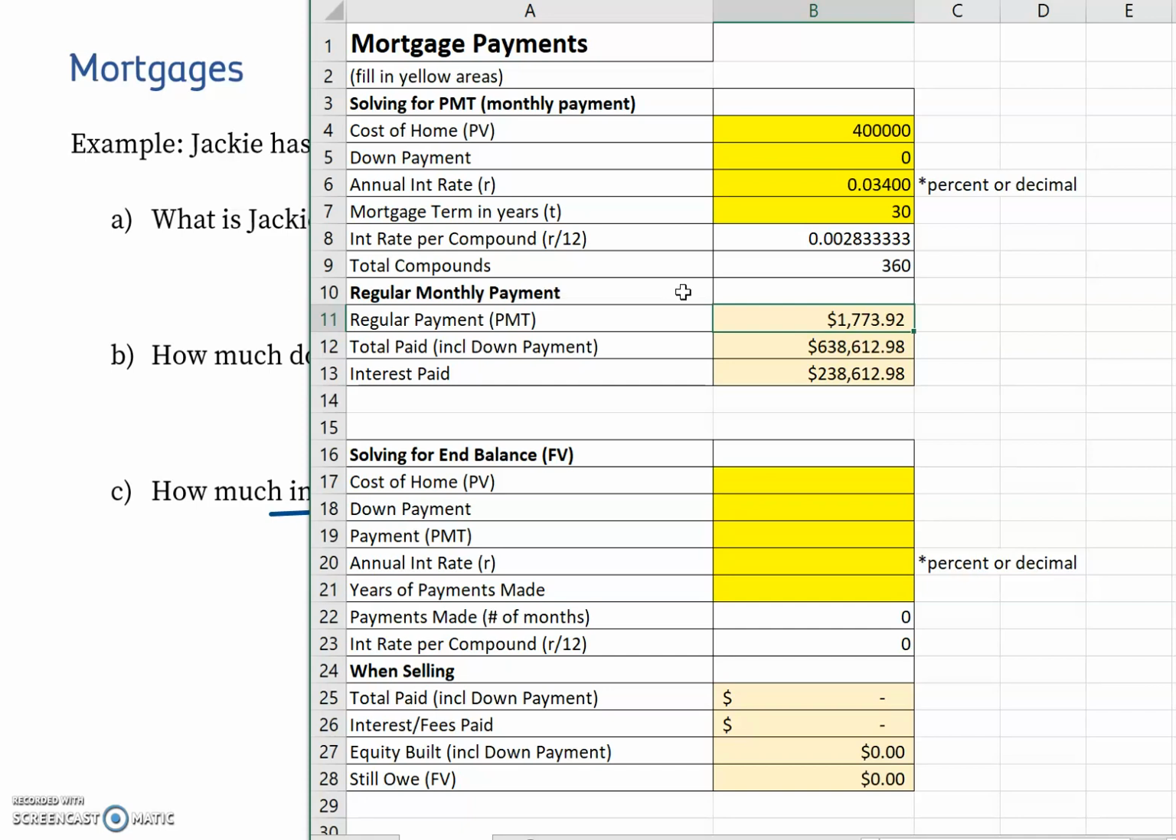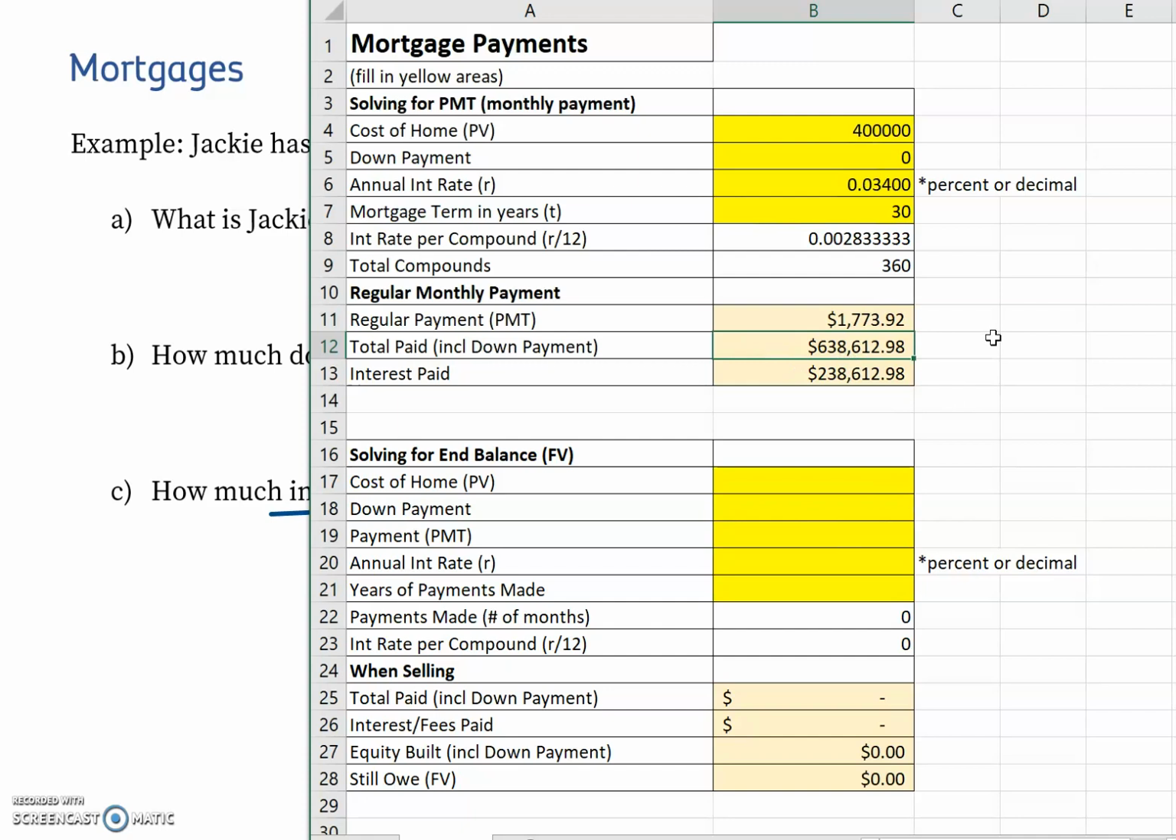What is Jackie's monthly payment? How much do we pay in total, including the down payment is in here. Now, again, our down payment was 0, but in future situations, we're going to have something that is non-zero. So in total, we paid for this home $638,600, right, with some extra change in there. And we look at this and we go, hey, wait a minute. This house is a $400,000 house, and I paid almost $639,000 for it, right?